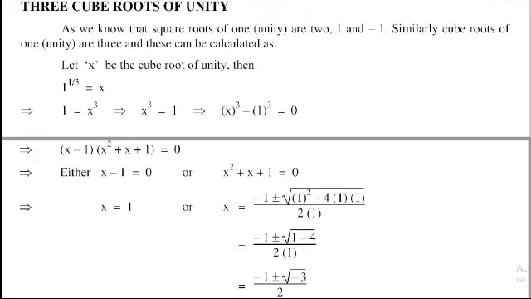It means (x minus 1) into (x square plus x plus 1) is equal to 0. Here x minus 1 is equal to 0 implies that x is equal to plus 1, that is the first root. Next, x square plus x plus 1 is equal to 0.